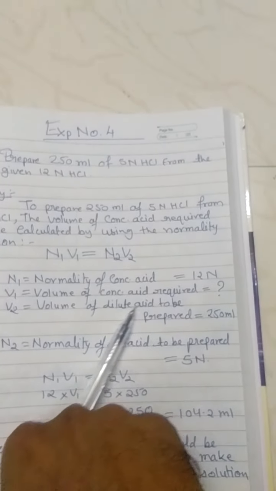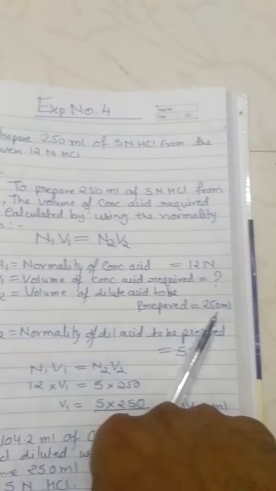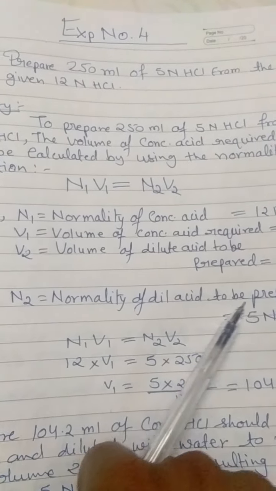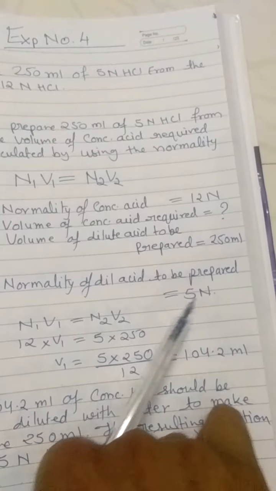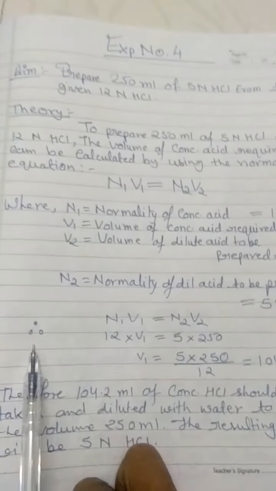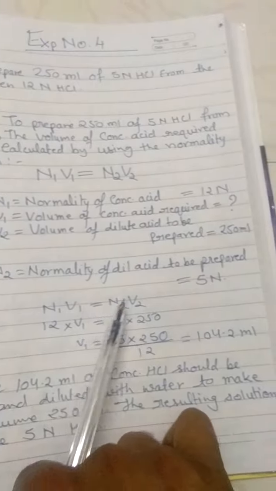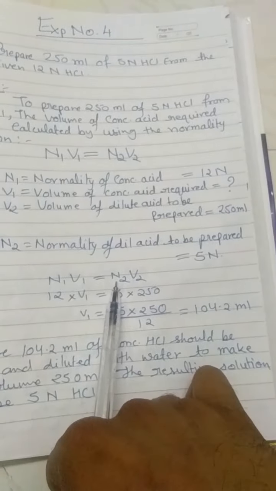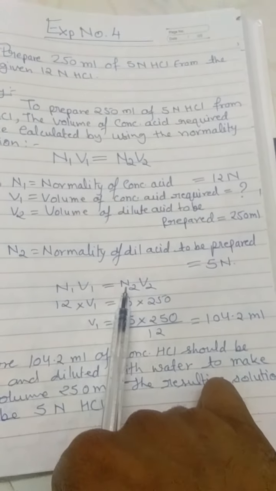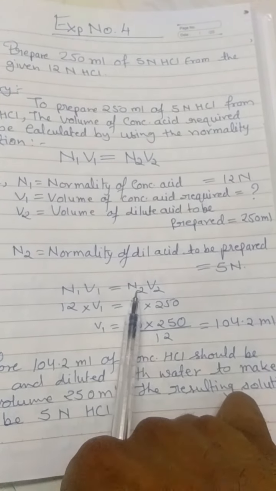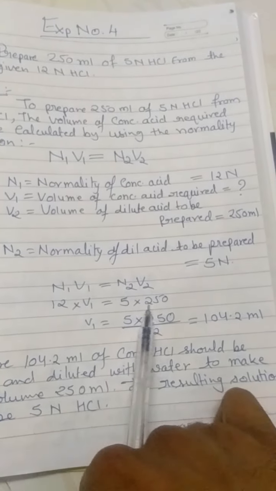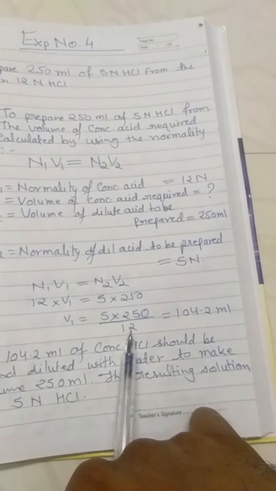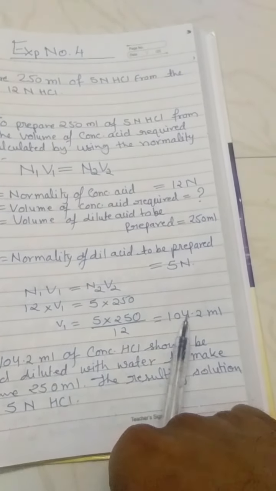And V2, the volume of diluted acid to be prepared, is 250 ml. N2, that is the normality of the diluted acid to be prepared, is 5 normal. Therefore N1V1 = N2V2. N1 is 12, V1 we have to find. What is the final normality we have to prepare? That is 5, and volume 250 ml. So V1 = 5 × 250 / 12. When we calculate this, we will get 104.2 ml.